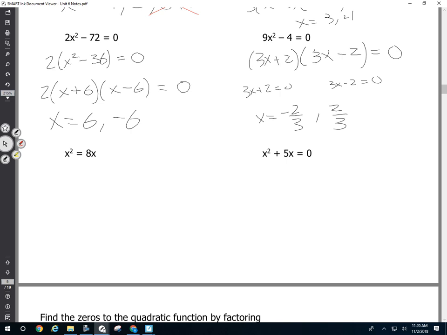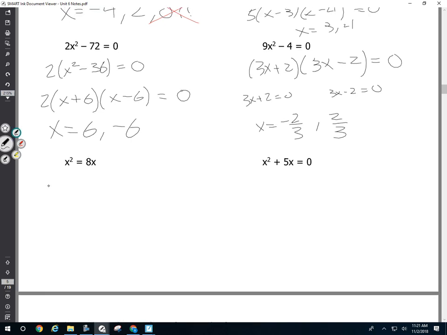Next ones. X squared equals 8x. Do I have x squareds and x's? Yes. So this is a quadratic. What should I do? What is the key to solving quadratics? 0 on a side. Subtract 8x from both sides so that you have one thing equal to 0. So we subtract 8x, we have x squared minus 8x equals 0.